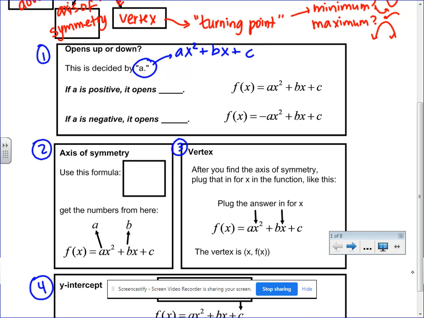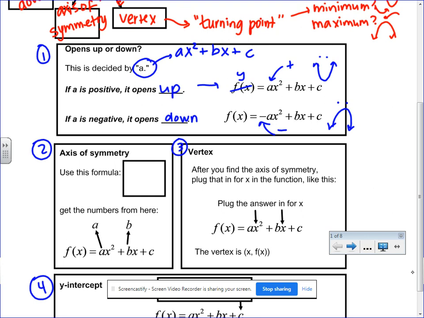If a is a positive number, it opens up. So this f of x or y, whatever, equals ax squared plus bx plus c. a is positive, so it's a smiley parabola. Because it's positive. Okay. a is negative, it opens, as you might expect, down. So here, a is negative. So that's going to be a negative sad parabola, and it opens down. All right. So far, so good? Super easy.